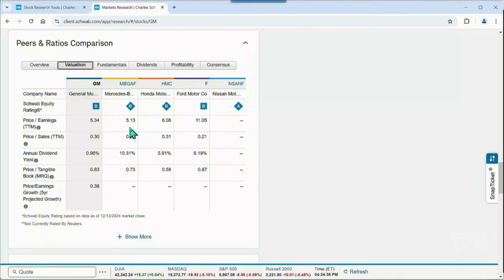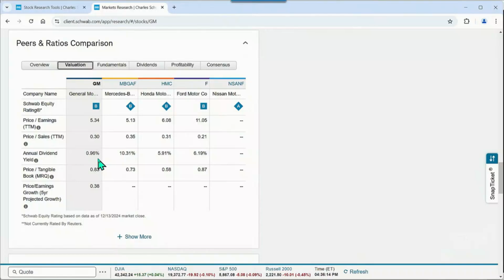Nissan, Mercedes. When you're thinking of a company, it's good to compare apples to apples. Comparing GM to Walmart or Apple probably doesn't make as much sense. You can see in terms of valuation ratios that a lot of these car companies actually have a lower PE ratio. You can compare the dividend yield: massively high on Mercedes-Benz, Honda pretty high, Ford pretty high. GM is kind of the outlier.